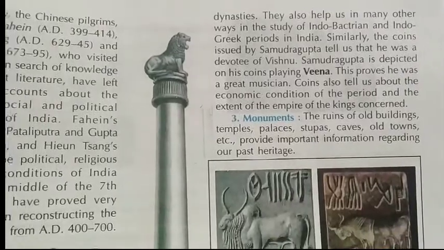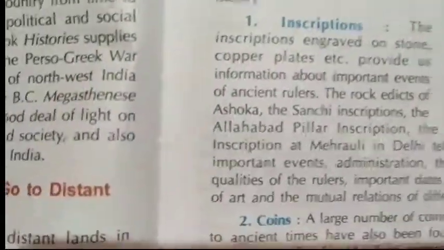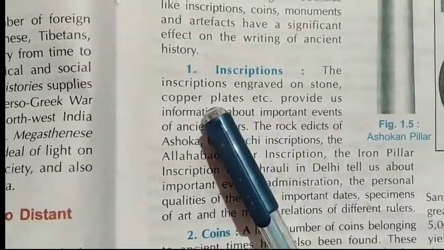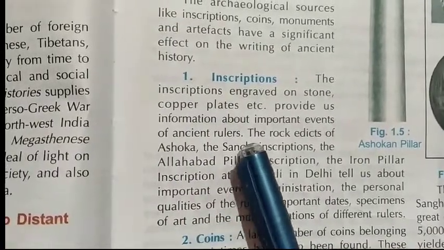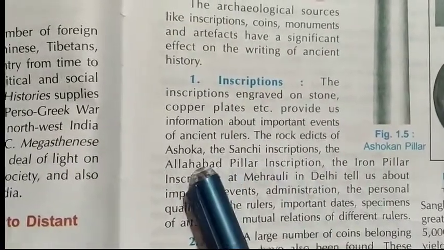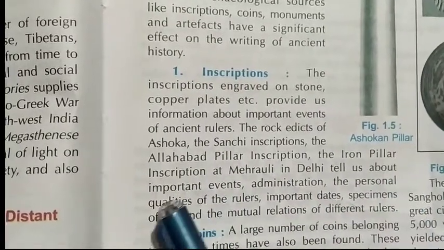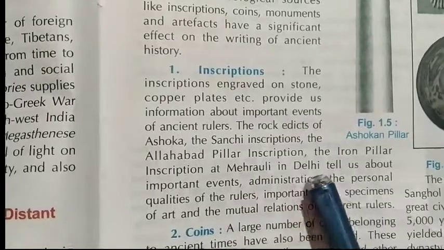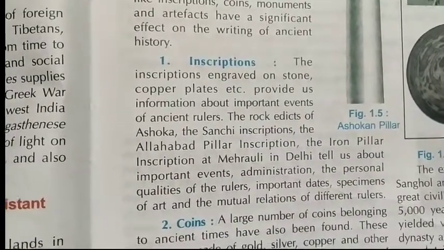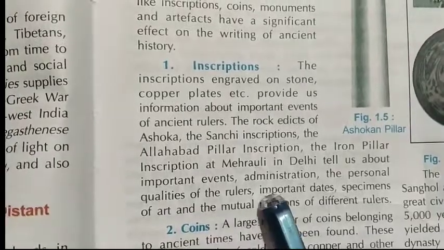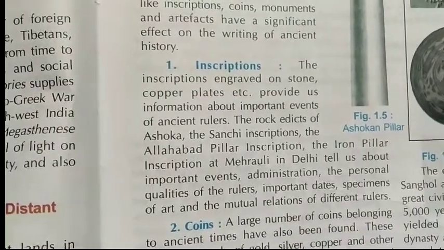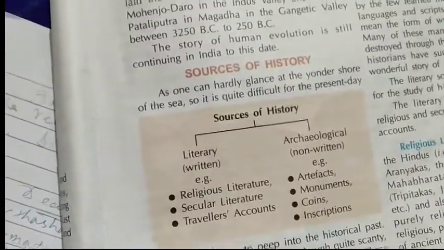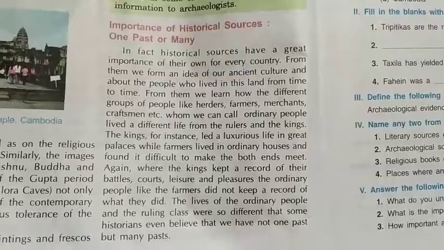And the next is inscriptions. The inscriptions engraved on stone, copper plate, etc. provide us information about important events of ancient rulers. The rock edicts of Ashoka, the Sanchi inscription, the Allahabad pillar inscription, and the iron pillar inscription at Mehrauli in Delhi tell us about administration, the personal qualities of rulers, important dates, specimens, the art, and the mutual relations of different rulers. And these are the sources of history: the literary sources and the archaeological sources.